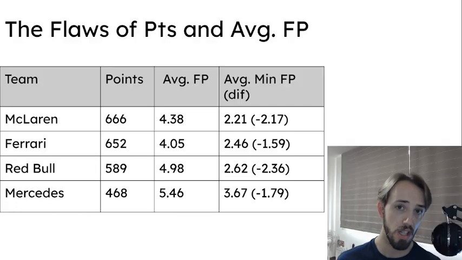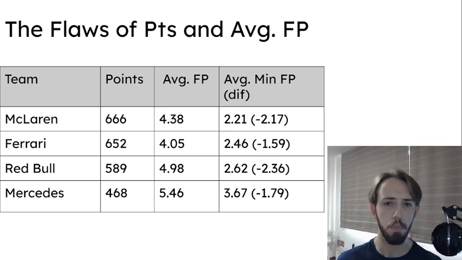But when you change this and you do average minimum finishing position, and we'll get to how that's calculated in a second, I think it paints a much more representative picture. McLaren are fastest overall, 2.21, Ferrari 2.46, Red Bull's third.